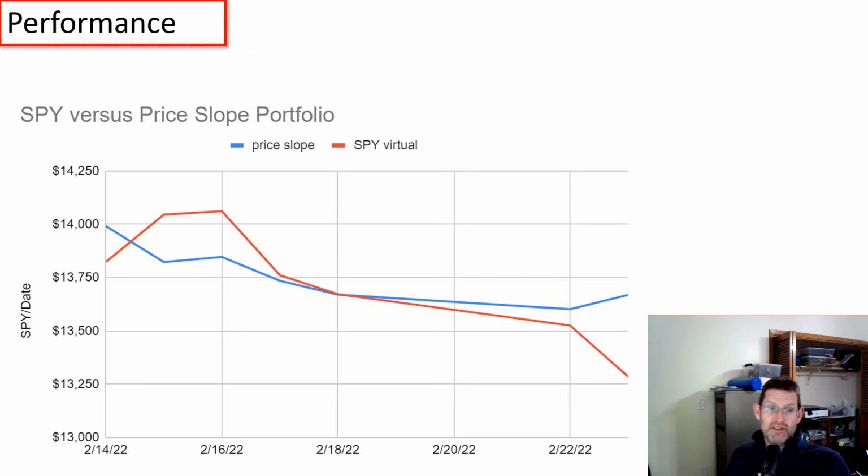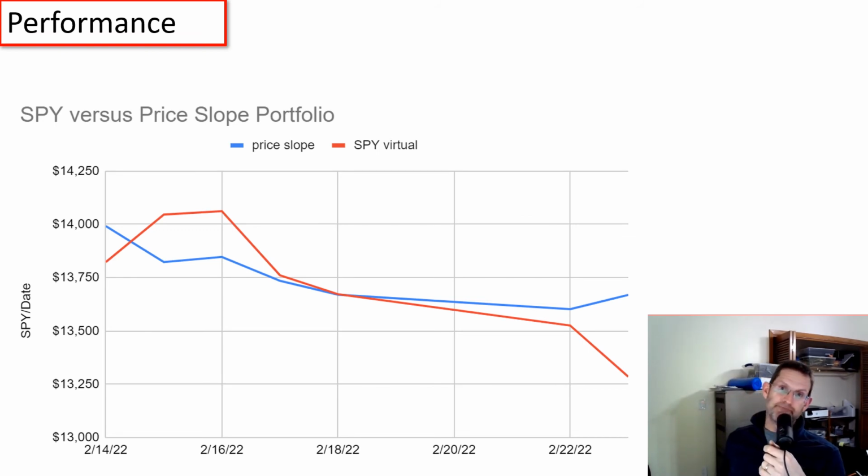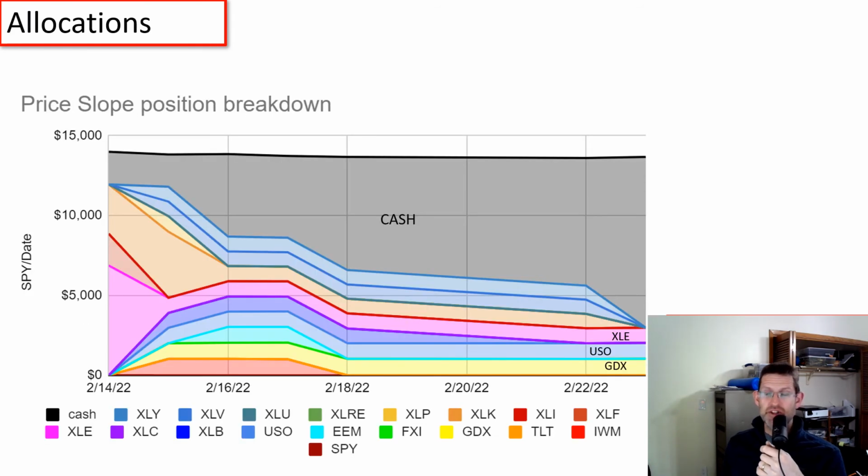Now for the performance. I've only been trading this for 9 days, so bear with me. It's not nearly long enough to know whether a method works, but I made the video because it's been a rough week for stocks, and I don't think the rough patch is over by a stretch. So anyway, the red curve is a virtual SPY portfolio. Specifically, that's 31.5 shares of SPY. The blue curve is my price slope portfolio. So I'm down a little bit, but I'm mainly flat, and now I'm pretty much beating the SPY pretty handily. So the question is, what am I in?